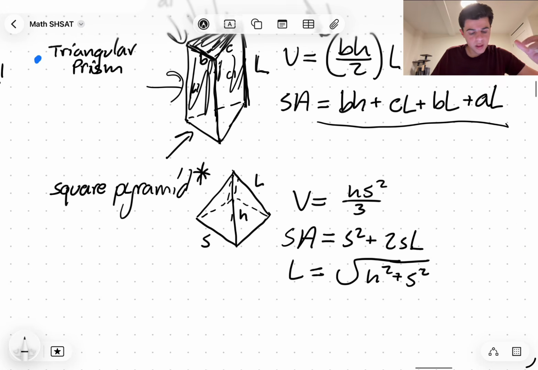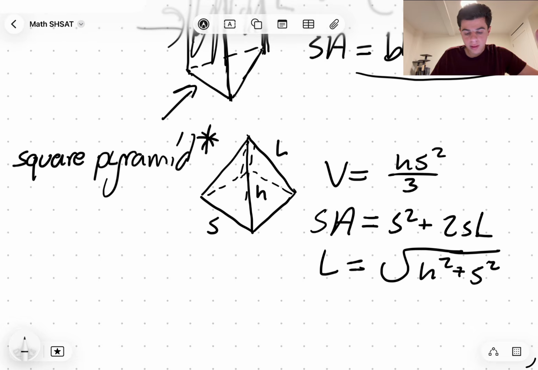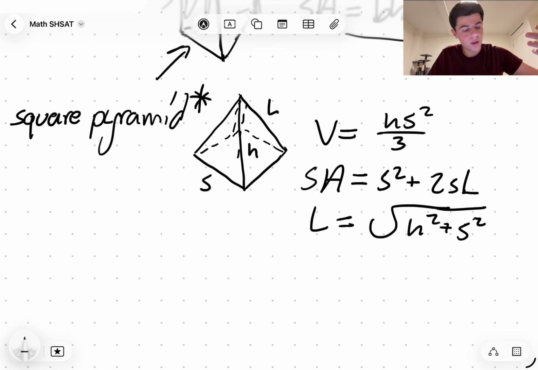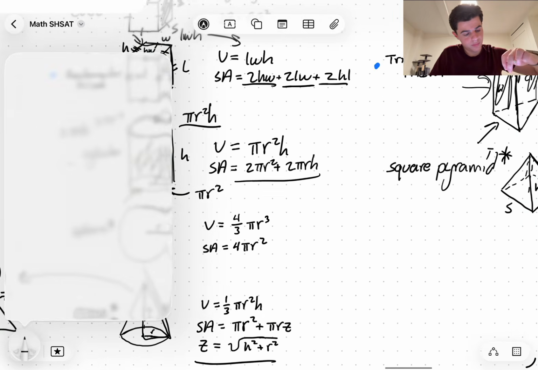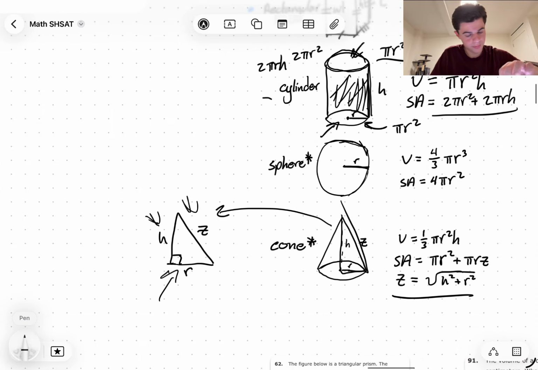Okay, and the final one I'm going to cover is the square pyramid. Again, this one you probably have to memorize the formulas for. It's kind of hard to derive. So when given a square-based pyramid, the volume is just going to be H times S squared over 3. The surface area is just going to be S squared plus 2SL, and L is going to be the square root of H squared plus S squared because it is the slant height. So similarly to what I did here, right, with the cone.